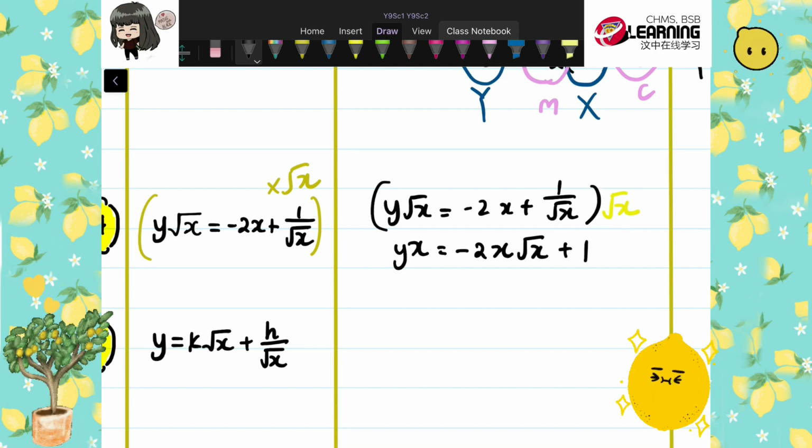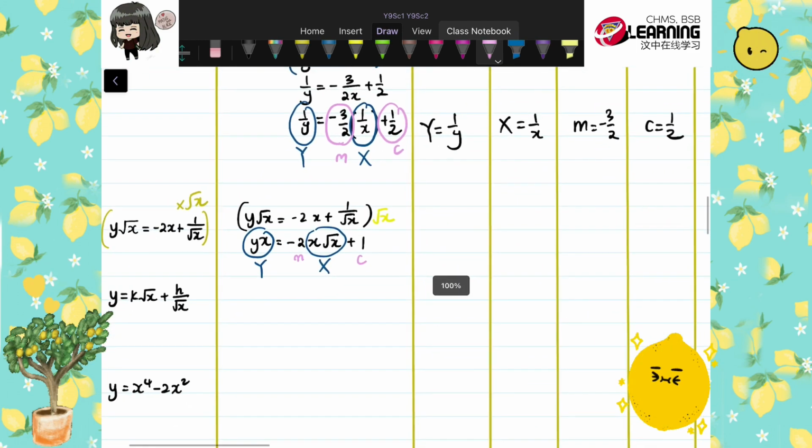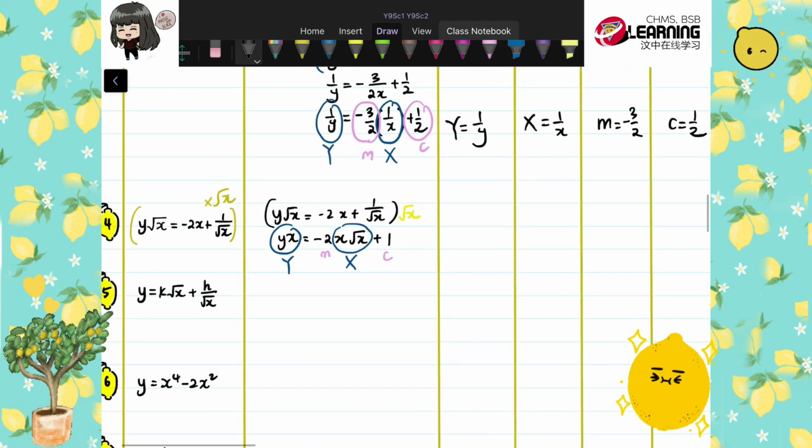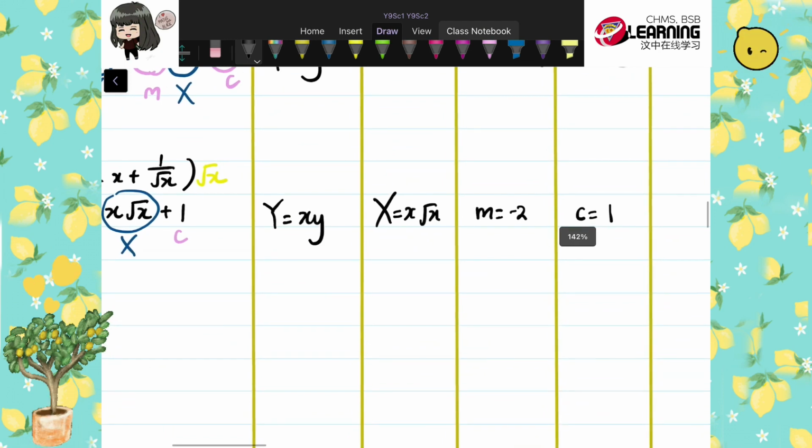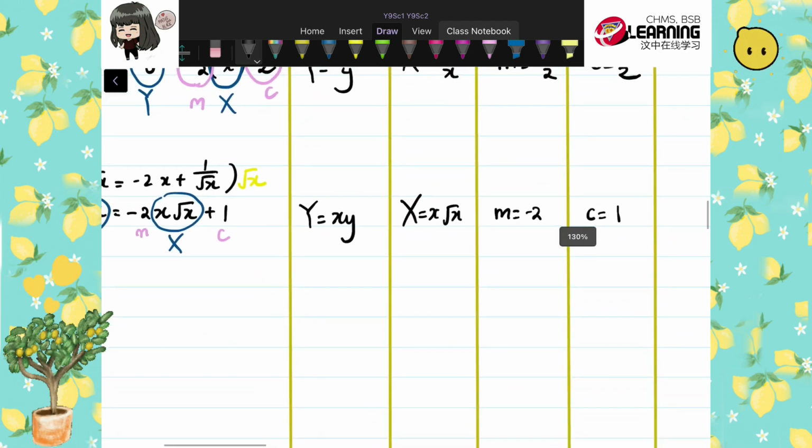Okay. So now this is my big Y, this is my big X, this is my M, and this is my C. So Y is equals to xy or yx. Big X is your x square root x. Your M is negative 2 and your C is positive 1. Double check your big Y, big X don't have M, C. Your M, C don't have big X, big Y.